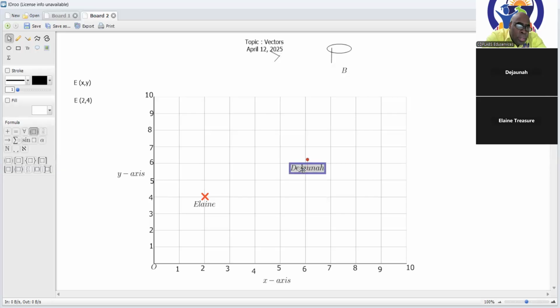So you put H in it right here. No problem. So the coordinates for Dejana, we'll use D for Dejana, and therefore it will be 6 and 6. Okay. All right.